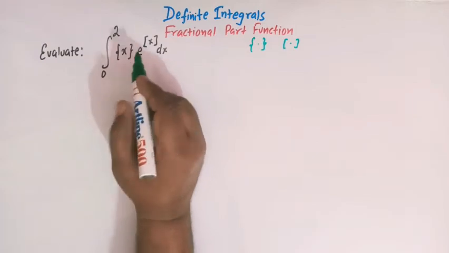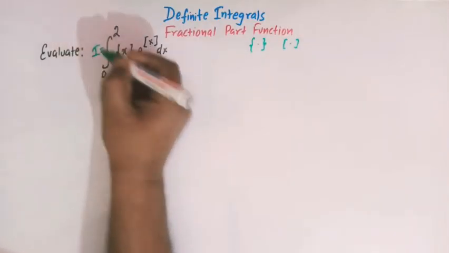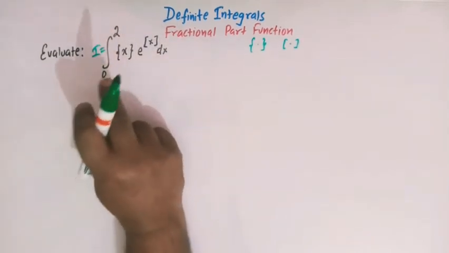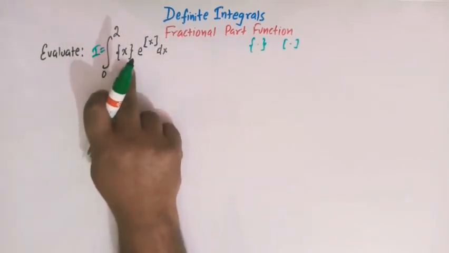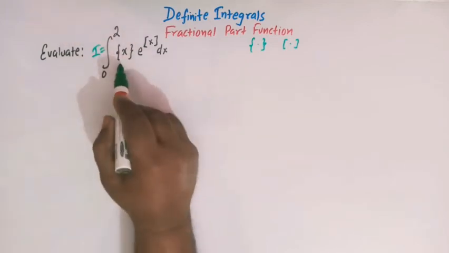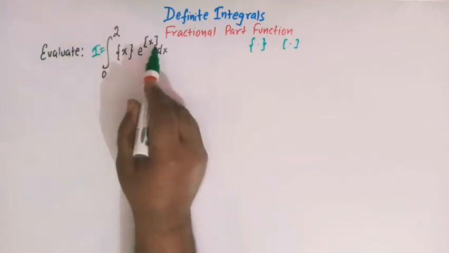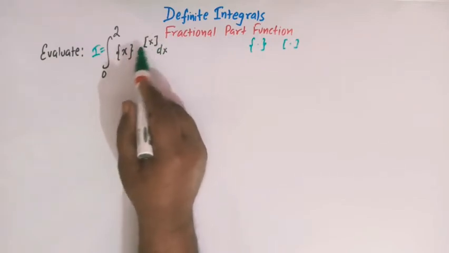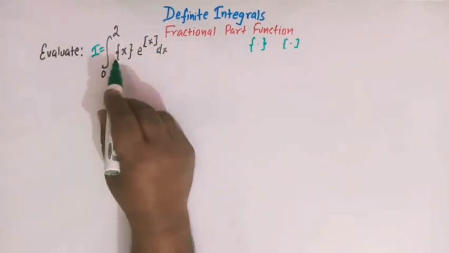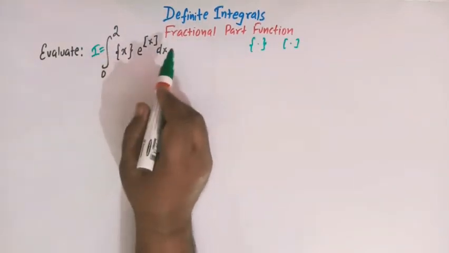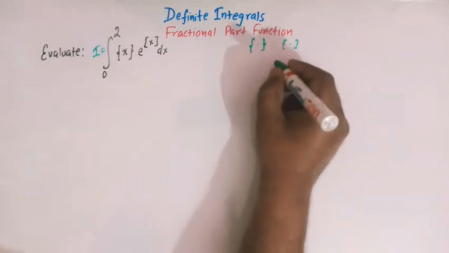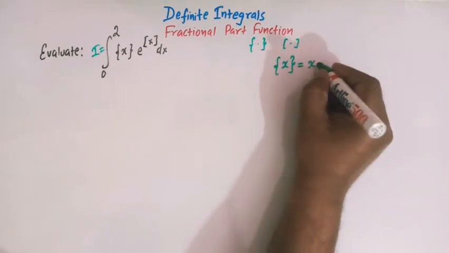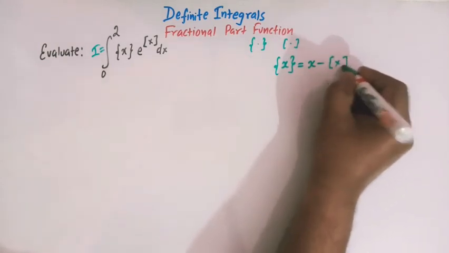So let us start. Let us first call this integral I. Whenever we see this type of integral, we have to make use of the definitions of the different types of functions. Here we have the fractional part function and the greatest integer function. Let us first take the fractional part function, which is defined as the fractional part of x equals x minus greatest integer of x.